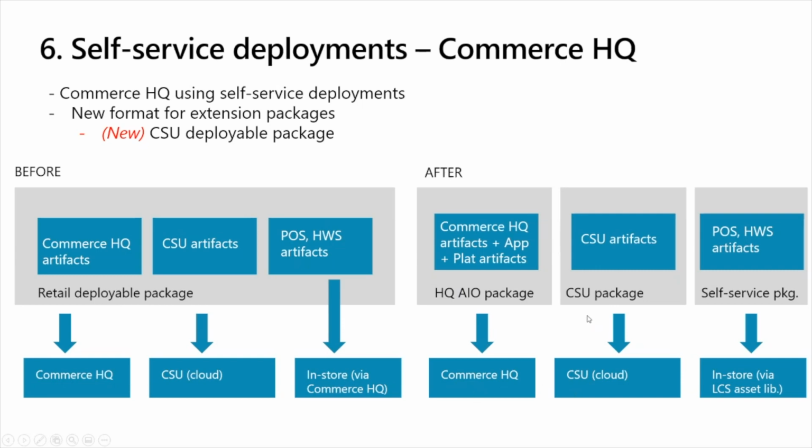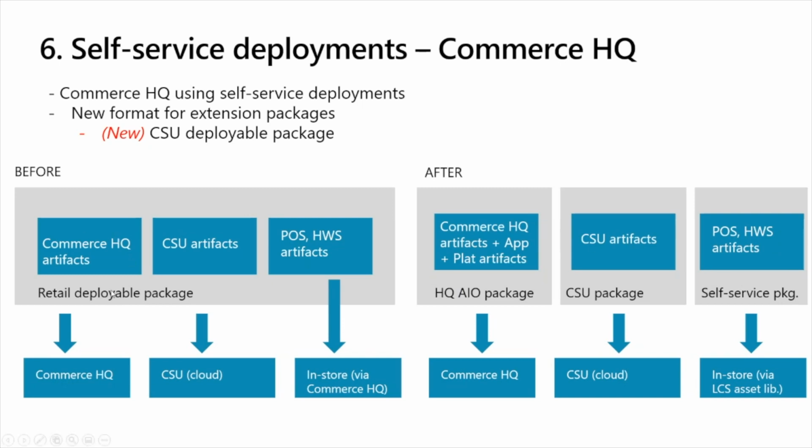Then all of the extensibility artifacts for your CSU in the cloud, we have a new package type for that. For that package type, you essentially package it, upload it to LCS, and directly deploy it to CSU in the cloud. So that is pretty standalone and independent. And then you have a third package type, which are your self-service packages, which you package, upload to LCS asset library, which you can then access from your Commerce HQ environments. These are going to be your artifacts for point of sale and hardware station and so forth.